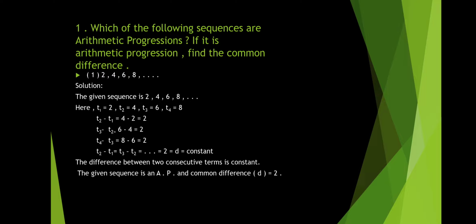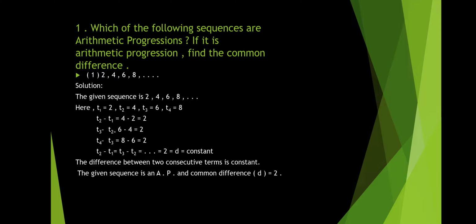The first question, which of the following sequences are arithmetic progression? Here we want to check whether the given collection of numbers are AP or not. AP is a short form of arithmetic progression. If it is an AP, we have to find the common difference as well. The first question in that, the collection of numbers are 2, 4, 6 and 8.